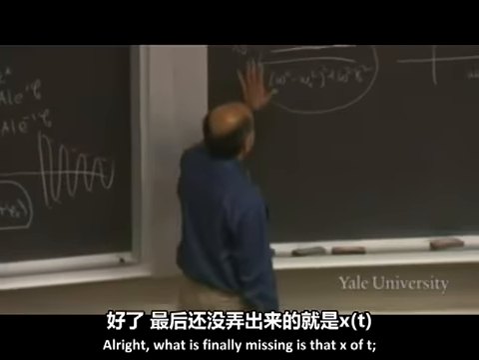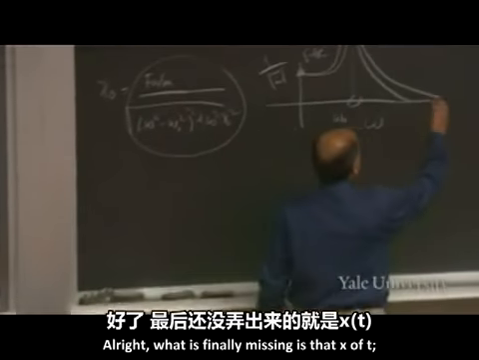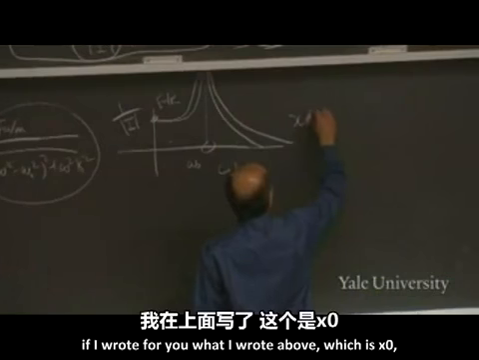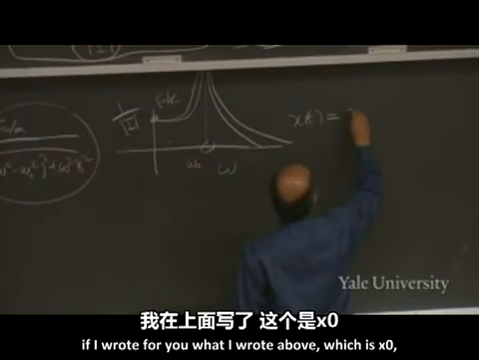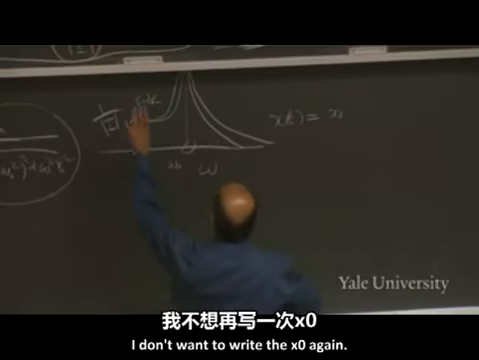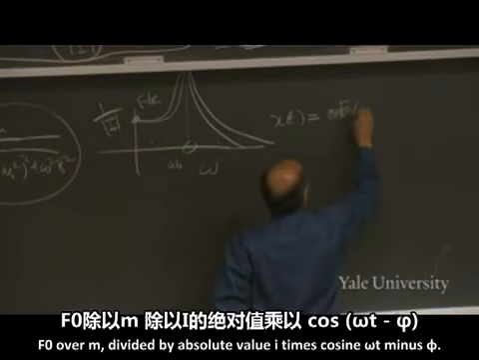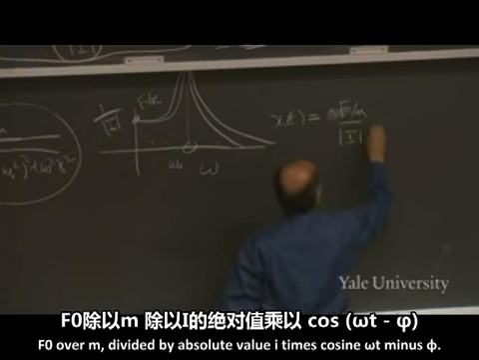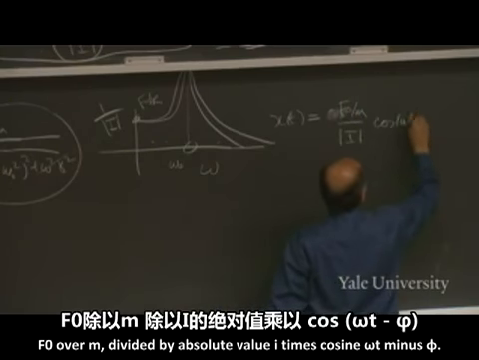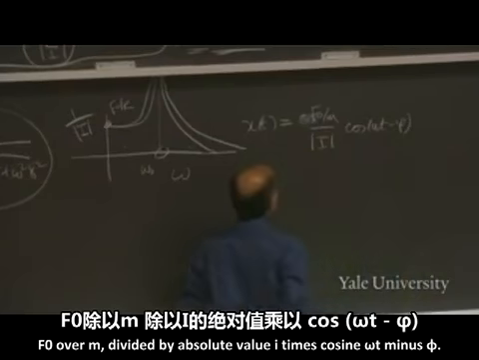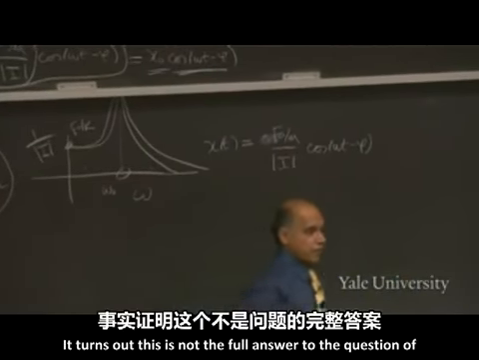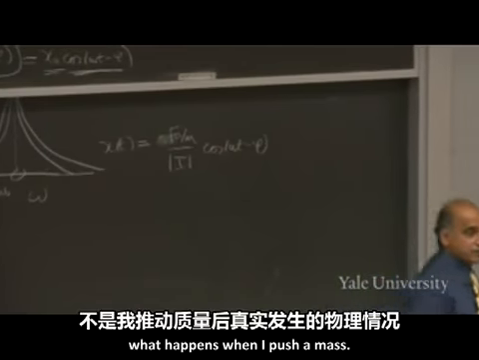All right. What is finally missing is that x of t, if I wrote for you what I wrote above, which is x naught, I don't want to write the x naught again. It's F naught over m i. Maybe I will write the whole thing. F naught over m divided by absolute value of I times cosine of omega t minus phi. It turns out this is not the full answer to the question, what happens when I push a mass?